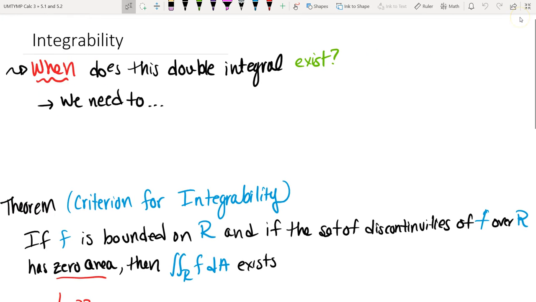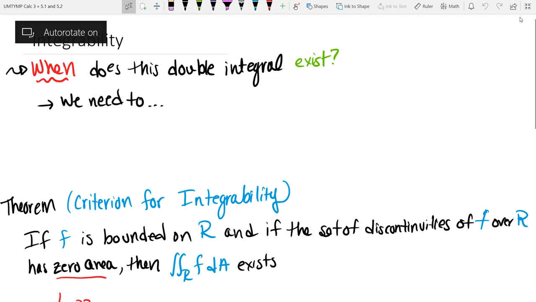Right, and so in this video we want to return to that idea that the definition of integrability means that the double integral over the region for the function must exist. So when does that double integral exist? The idea we presented in that video was that we had to choose a particular point, right?